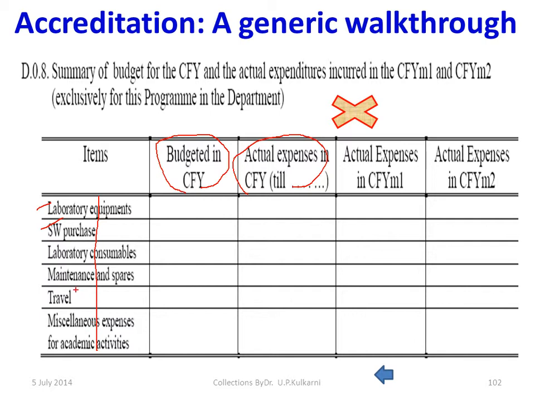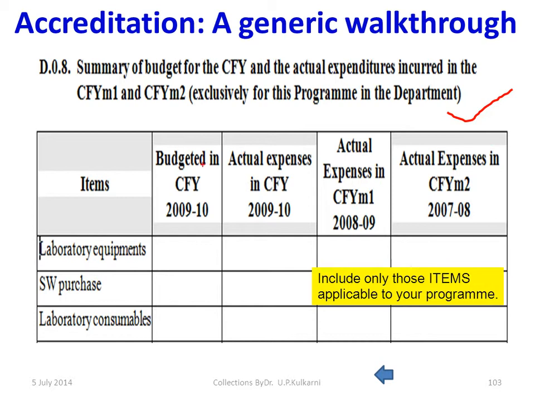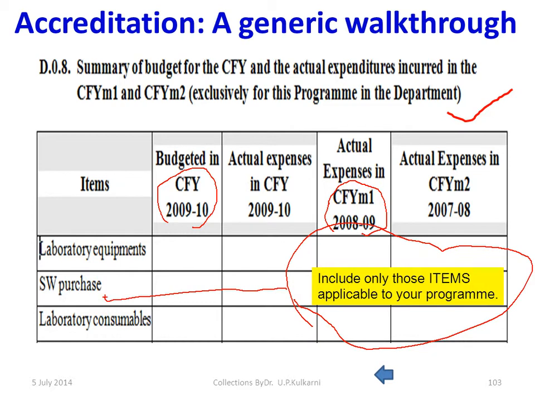For example, travel: if it is not applicable, some people preserve it and put dots here. Don't do that. If this is not applicable in your budget, simply remove it. If anything new is applicable here, please add a row and see that this is complete and sufficient as far as the accreditation process is concerned. Here is just an example. Please write what is CFY, what is CFY minus 1, like this. Also include only those items which are applicable to your program. Remove the rest.